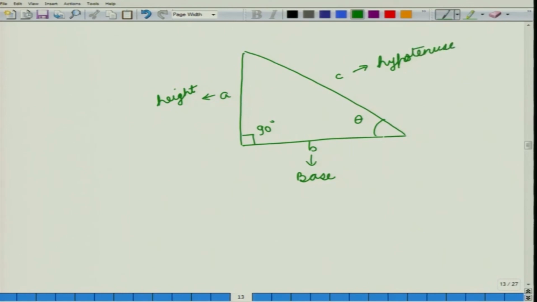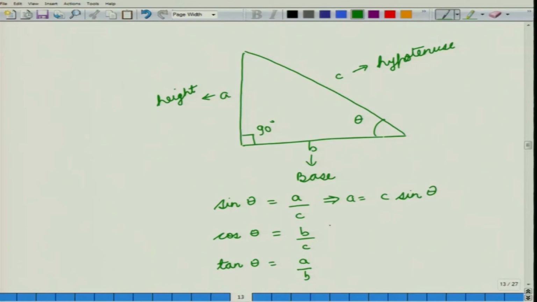Now, the basic relations of trigonometry are like this: sin theta is equal to A upon C, cos theta or the cosine of theta is equal to B upon C and tan theta is equal to A upon B. So, essentially A equals C sin theta, B equals C cos theta and A is also equal to B tan theta.